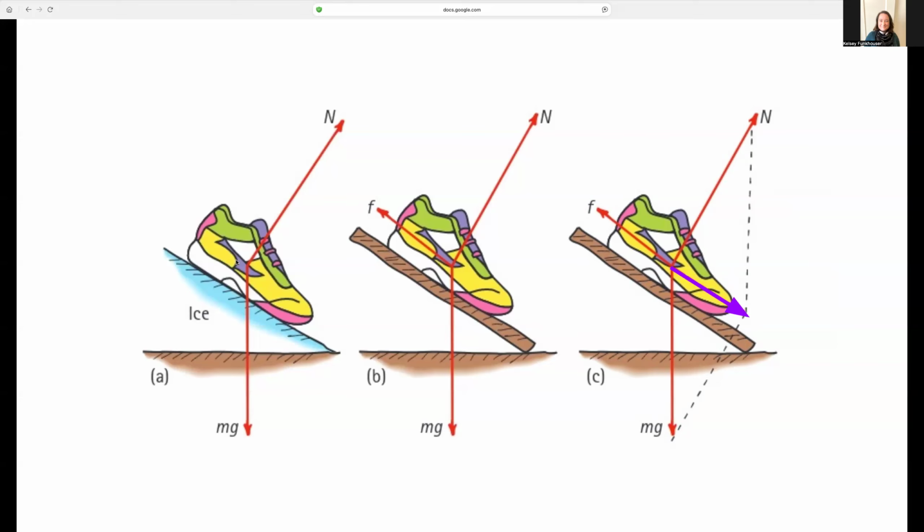Whereas for the ice, because there is not that friction force going up, it does have a net force pointing along the incline, just like the snowboarder. So this person is going to slip on the ice.